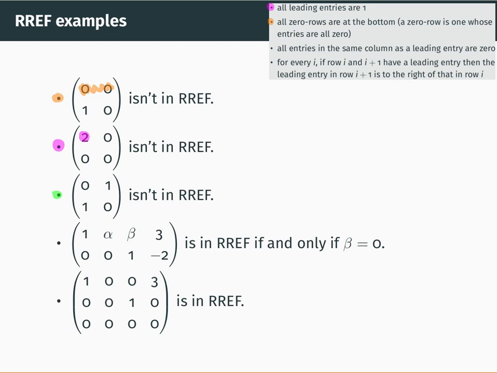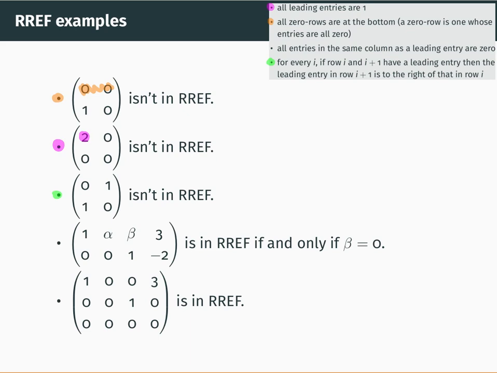Example 3. Again, think about why this is not in row-reduced echelon form. Maybe pause the video. If you did that, then you will have concluded that this is not in row-reduced echelon form because of condition 4. Condition 4 says that if row I and row I plus 1 have a leading entry, the leading entry in row I plus 1 has to be to the right of the leading entry in row I.